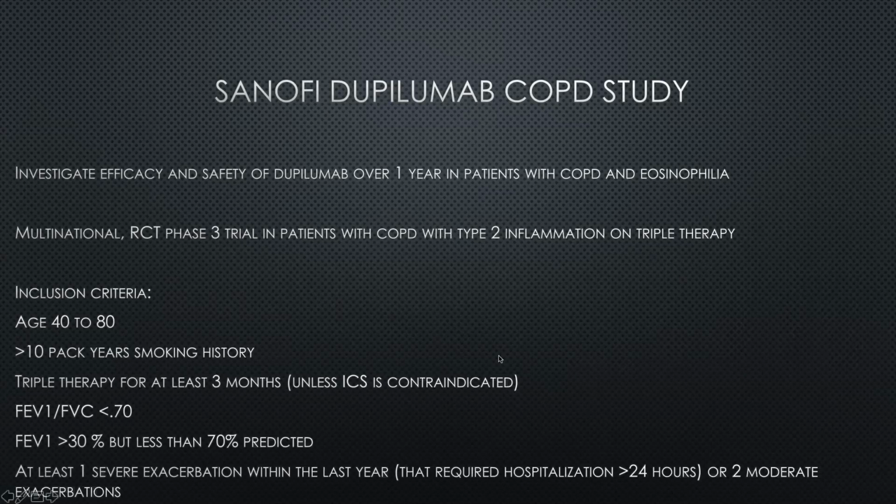So it's kind of time to go over the inclusion criteria. They have to be between 40 and 80 years old. They have to have a more than 10-pack-year smoking history or be currently smoking. Triple therapy for at least 3 months, but if they do have a contraindication to inhaled corticosteroids, then they don't have to be on that. Their FEV1/FVC ratio has to be less than 70%, and they have to have an FEV1 of over 30%, so they can't be in very severe COPD. And they have to have at least one severe exacerbation in the past year which required hospitalization, or 2 moderate ones, which didn't require hospitalization, but you put them on steroids and/or antibiotics.